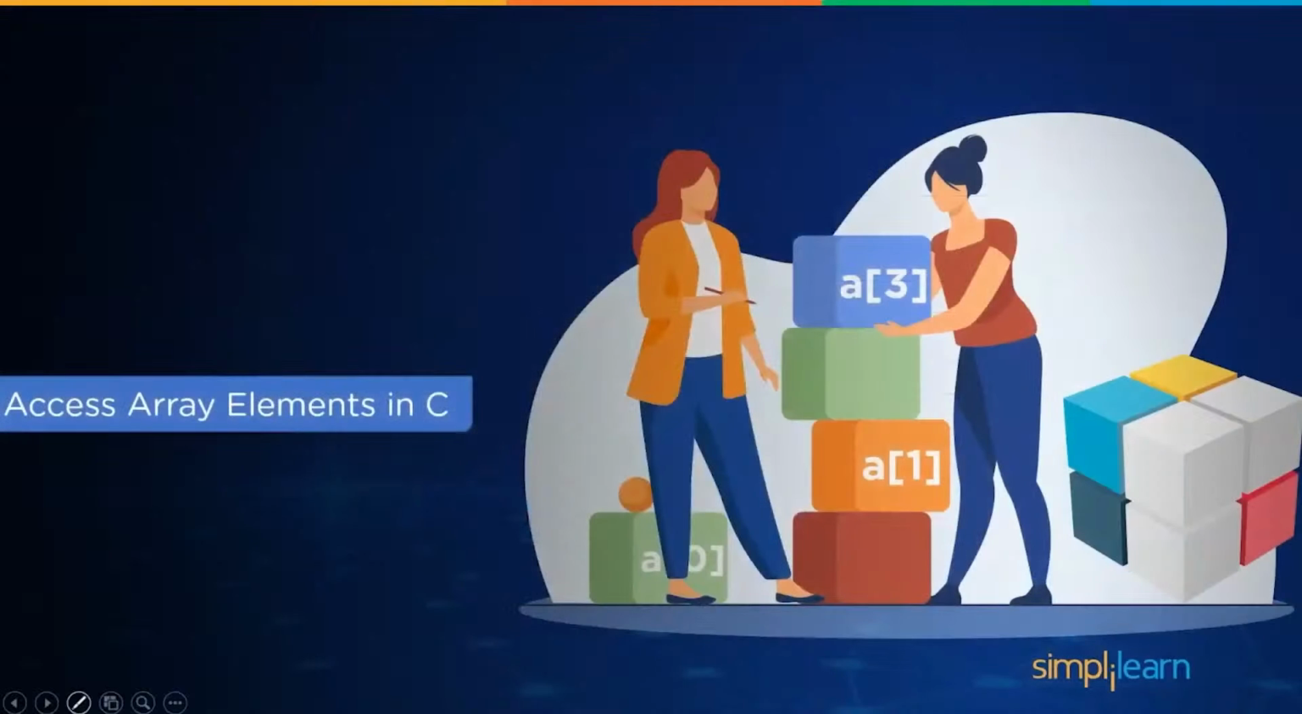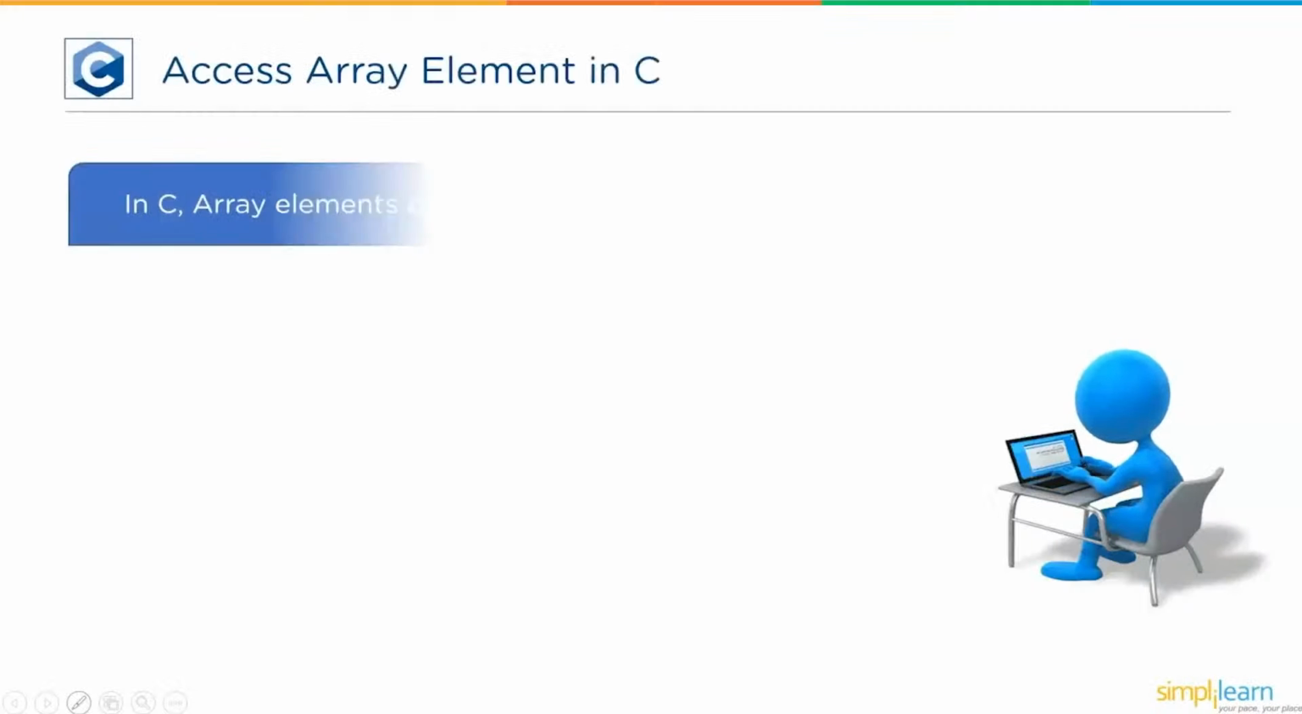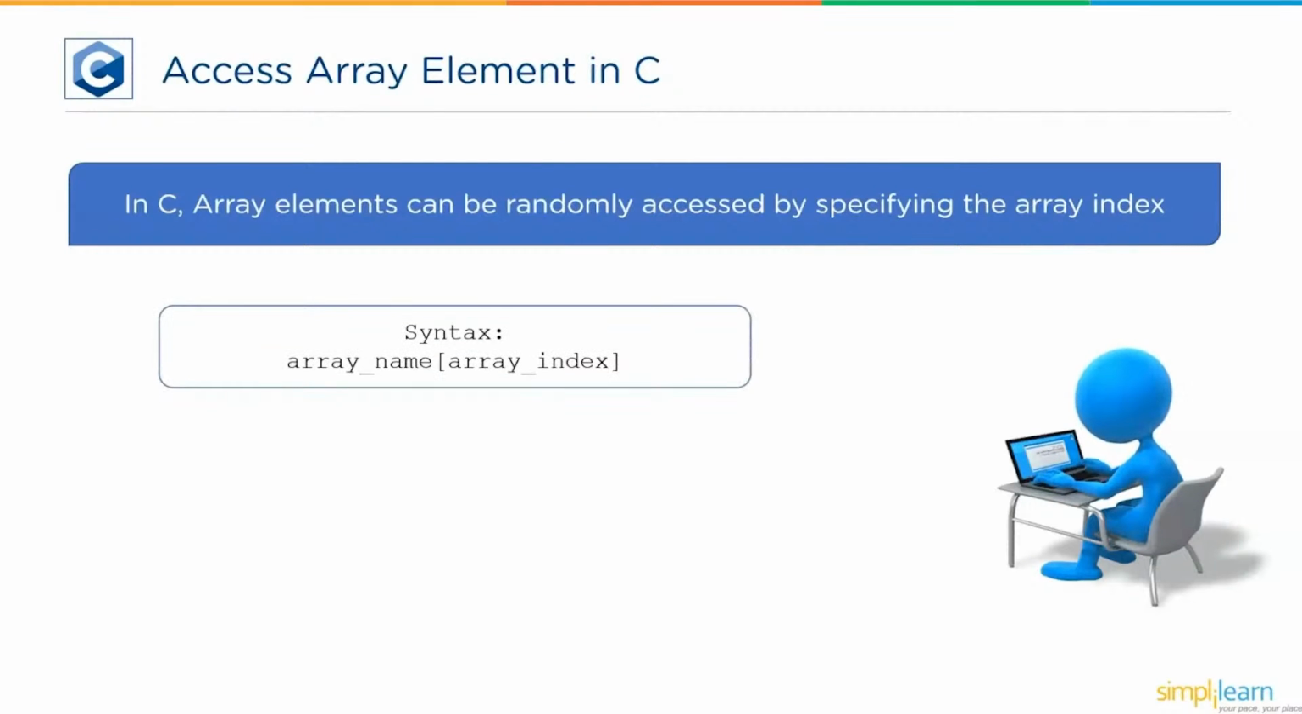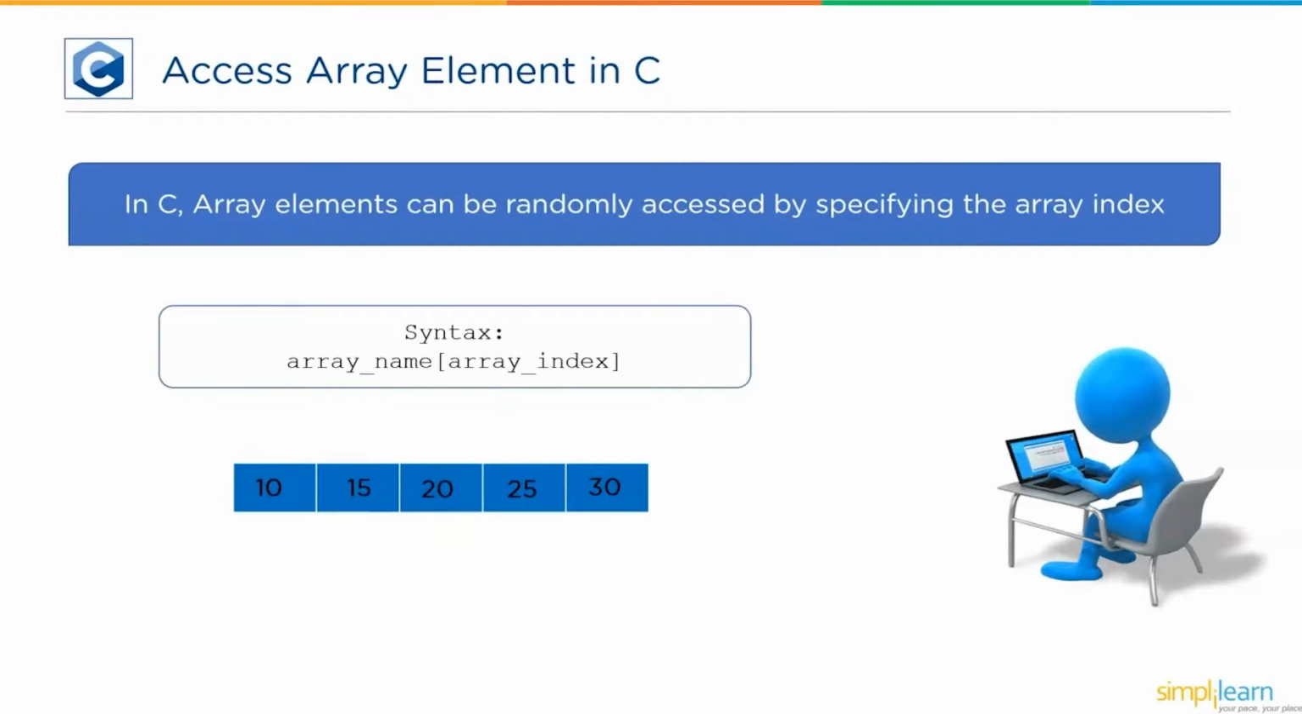Next up, we have how to access array elements in C. We can access the elements randomly by specifying the array index. The syntax to access the elements is to mention the array name and the index of an element. Suppose you want to access element 15, and even though it is the second element, the index would be 1. So specify the array name and the index, that is a[1].